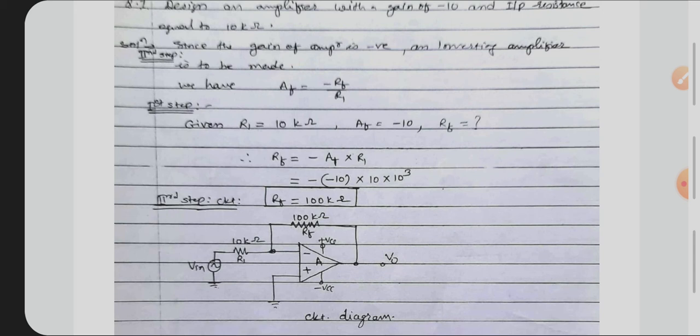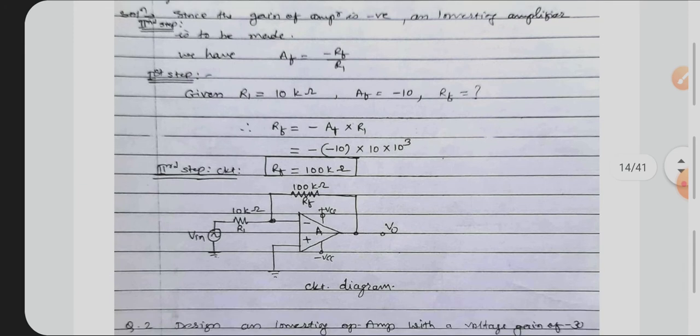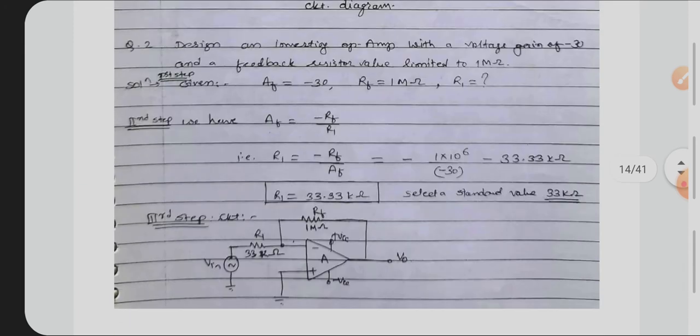By putting the values, you will get the value of RF as 100 kilo ohm, and in the final stage you have to draw the circuit diagram with mentioning all the component values R1, RF, etc. Okay. Now the same problem can be like this. Design an inverting amplifier with a voltage gain of minus 30.